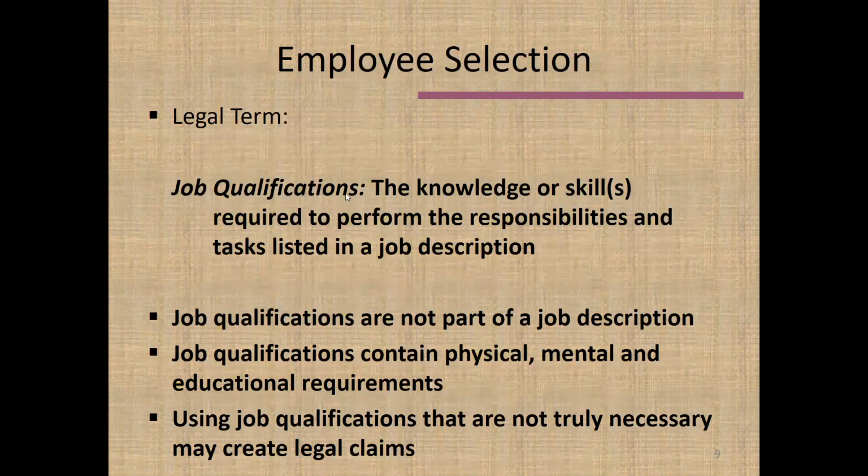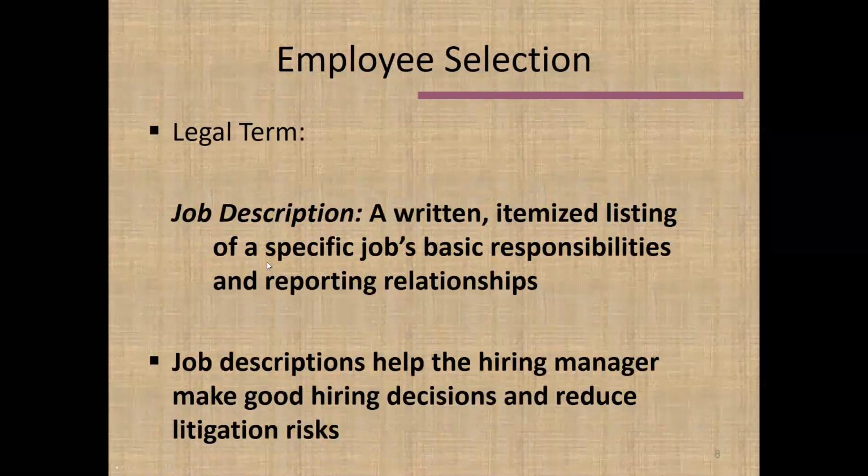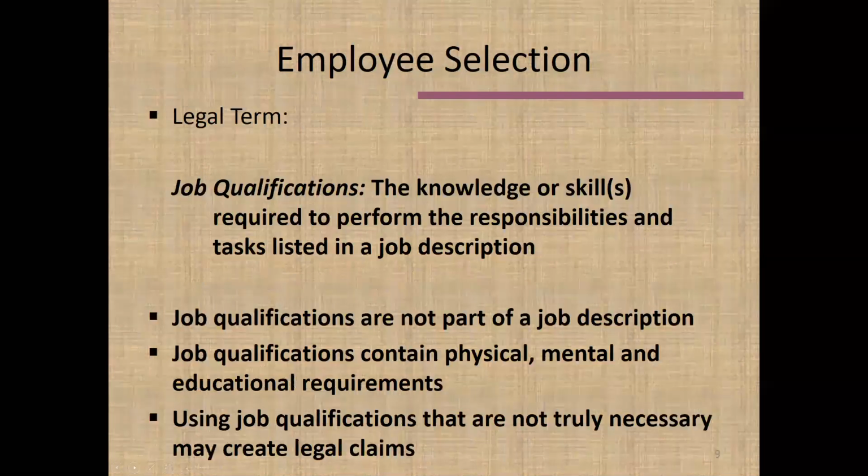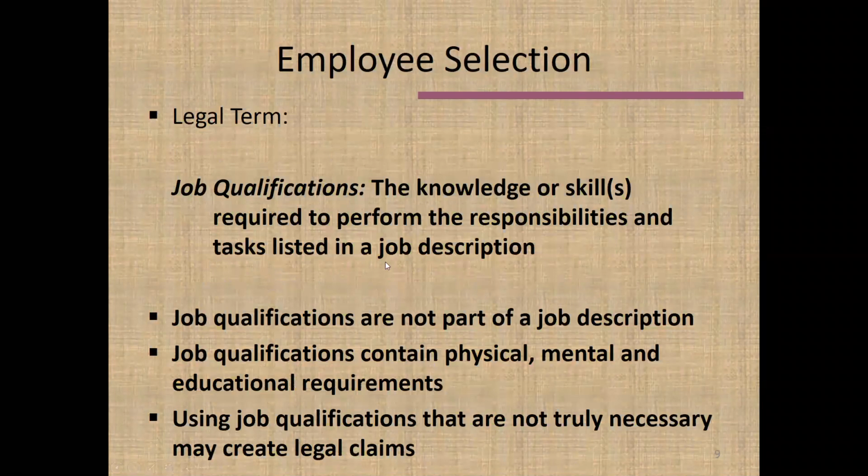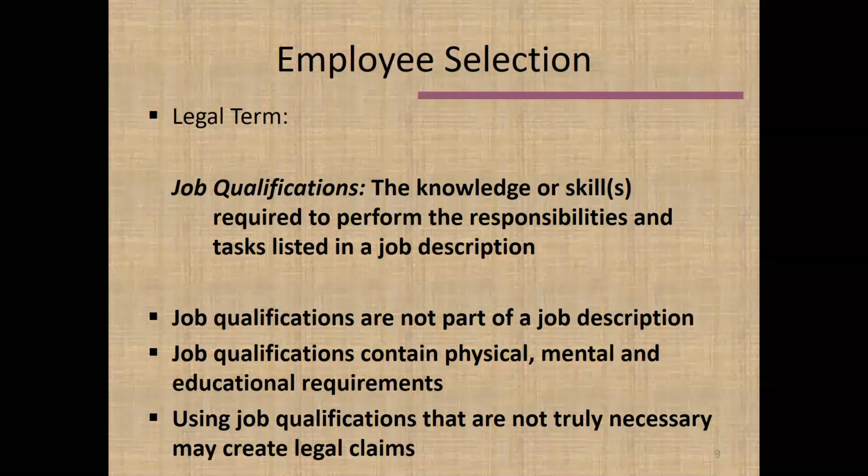A qualification is distinct from a description. A description focuses upon what needs to happen. The qualification focuses on what skills the person doing it has to have in order to be successful. So the things it's going to contain are physical, mental, and educational requirements. You don't want to include extra requirements.